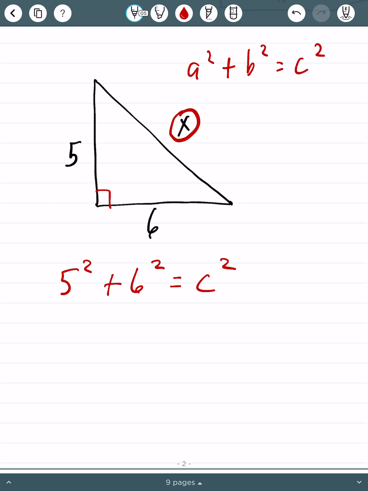You'll see the difference in a minute, but when C is given, you'll see that it becomes a subtraction problem using algebra. But let's go ahead and solve this. This is 25 plus 36 equals C squared. And you are welcome to use a calculator on this because sometimes they come out to a whole number, but not often, okay? Now I'm going to add these together. That's 36, 46, 56, 61 equals C squared.